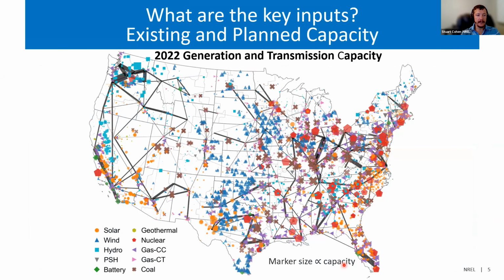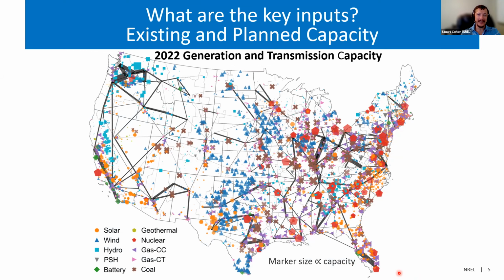So I'm going to go over several key inputs and outputs to the model to get a sense of what goes in, what goes out. We all have heard, or many of us probably have heard, the modeling term, garbage in, garbage out. We hope that we are not putting garbage in so that we get useful information out.